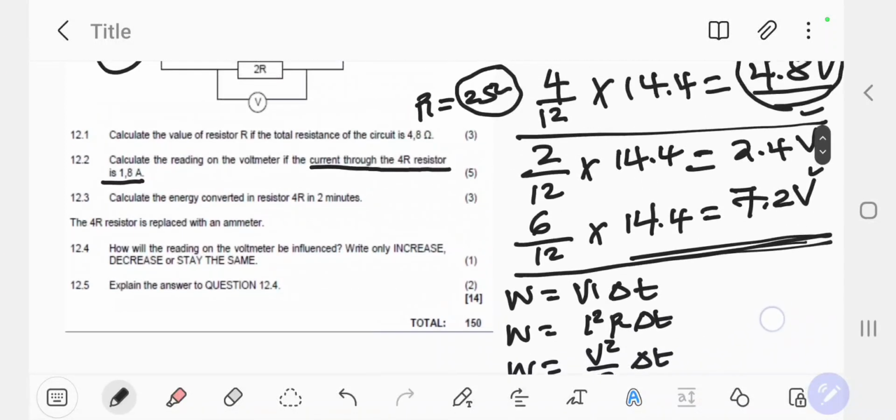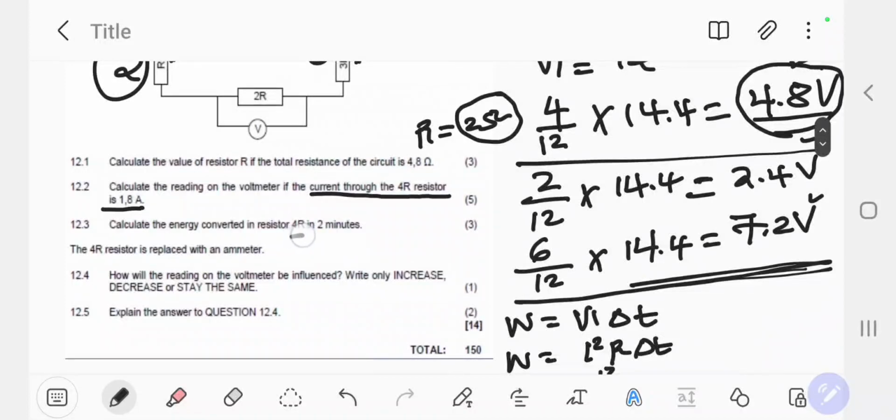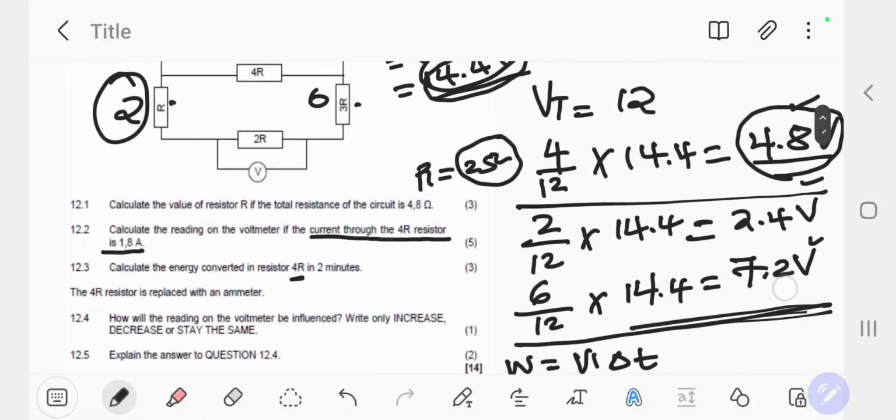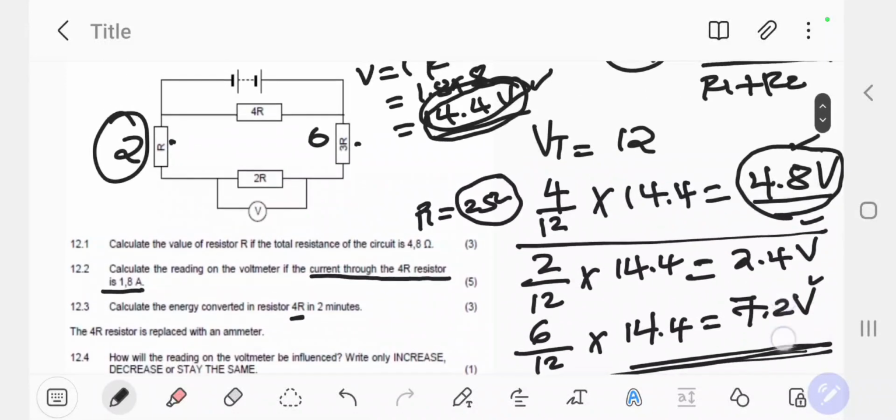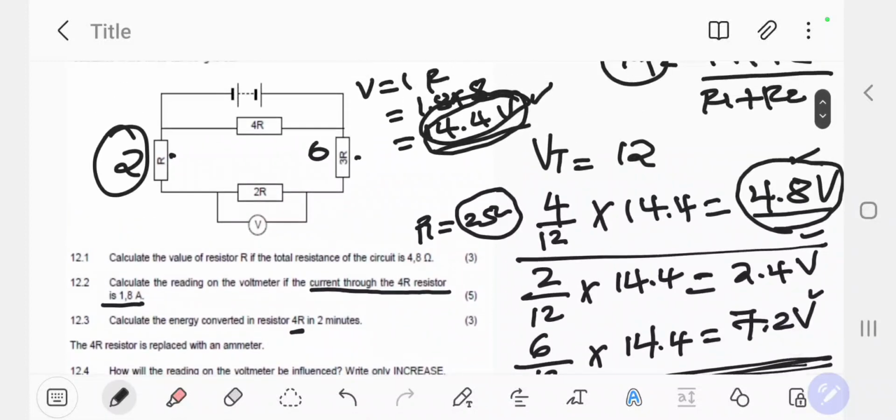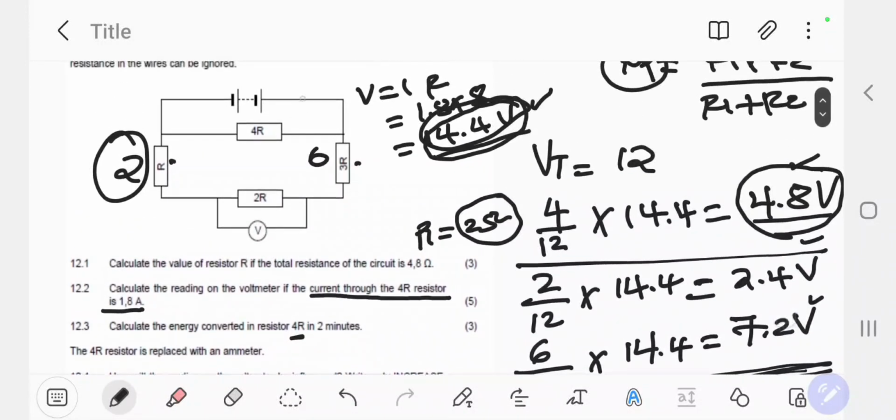All right, so now we need to go to the 4R resistor and understand the information that is given there, guys. We know that on the 4R resistor, the total resistance is going to be 4 times 2, that is going to be the 8. And then where did we get the 2? 2 is the value of R there that we calculated in 12.1.